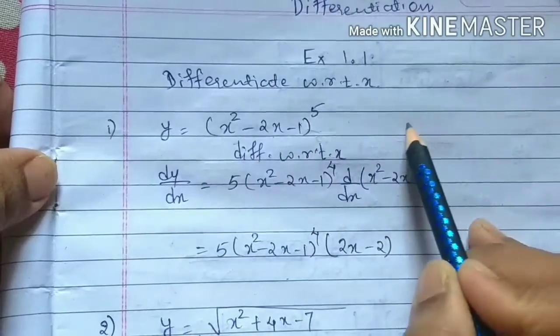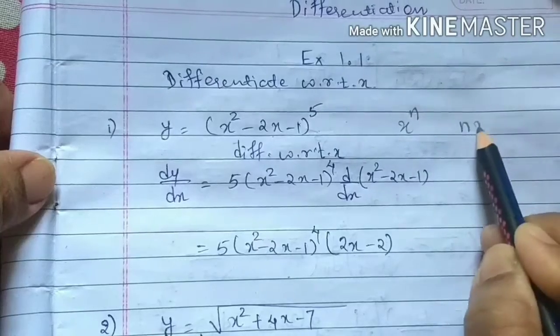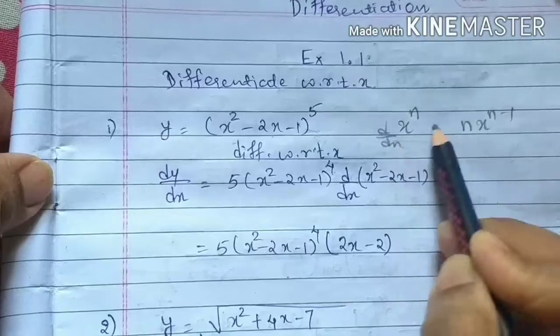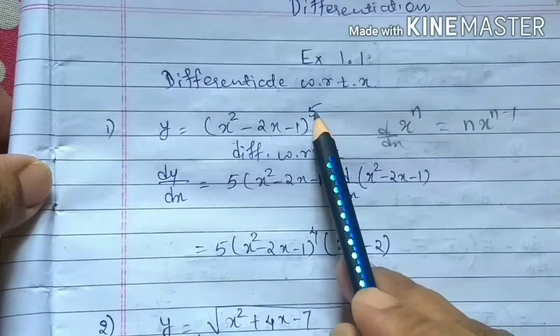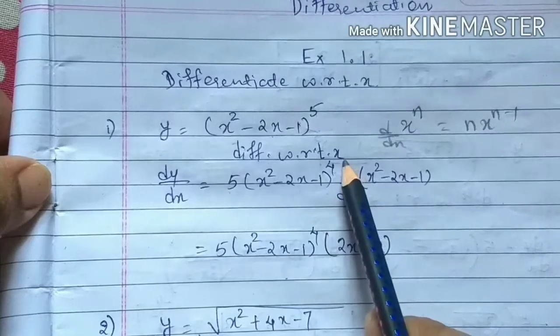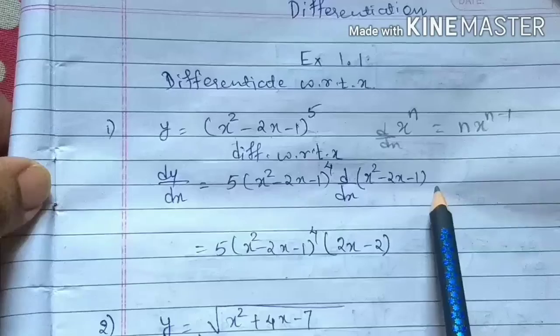Now this is of the form x raised to n. So what is the derivative of x raised to n? n x raised to n minus 1. So differentiating with respect to x, 5 will come down, (x square minus 2x minus 1) raised to 4, times the derivative of x square minus 2x minus 1.